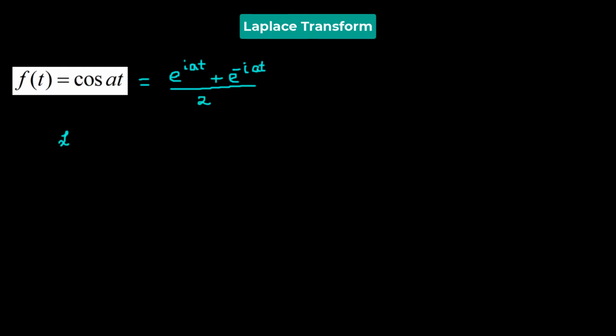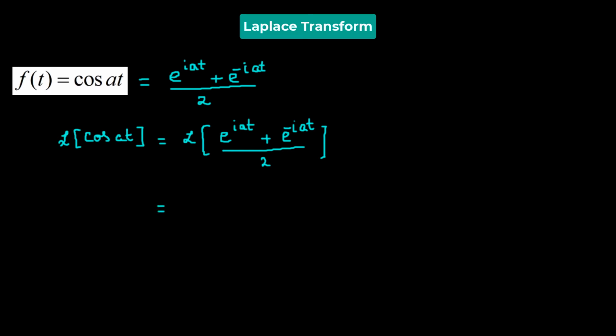So that means finding the Laplace transform of cosine of at is equivalent to finding the Laplace transform of its Euler's form, e raised to the power of i times at plus e raised to the power of negative i times at, whole divided by 2. Now we can use the property of the linearity of the Laplace transform. So that means we can take 1 over 2 as the common term.